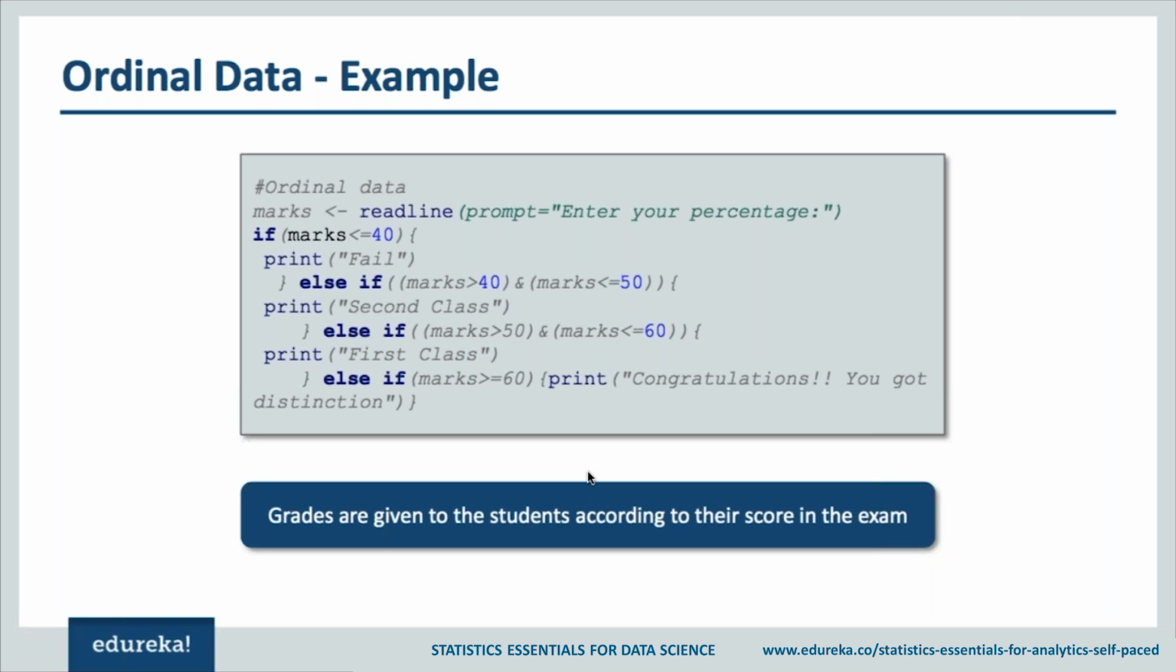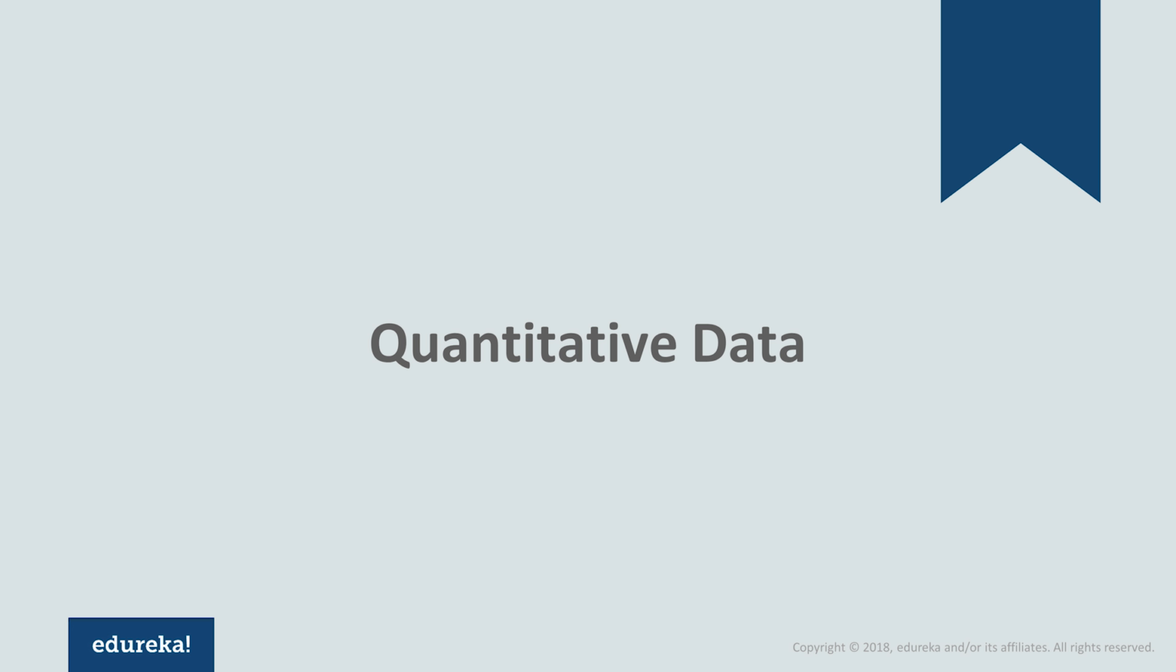That means the value of marks has an inherent order, because if it is less than 40, it has one value and different consequences. If it is between 40 and 50, it has something else, and respectively for other values it has some other significance. So because of the order present in the data, we call that kind of data ordinal data. Let's go back to quantitative data now.